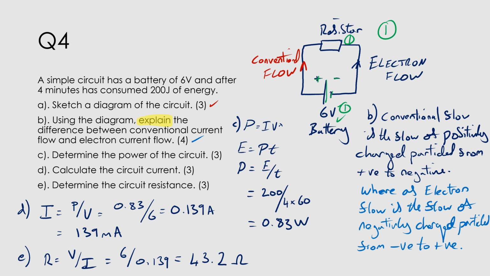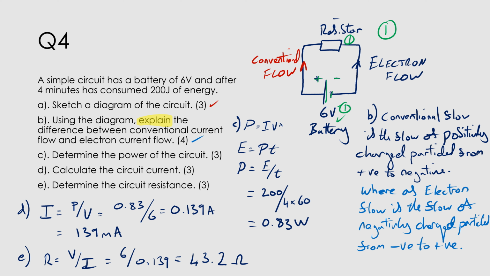We kind of covered this question already, so I'll go through it a bit more quickly, just to say that conventional flow is positively charged particles moving from positive to negative, whereas electron flow is the flow of negatively charged particles, electrons, I didn't put that in there, but I should have, moving from the negative to the positive. Okay, so you can see here where we're getting the marks. If I highlight them here.